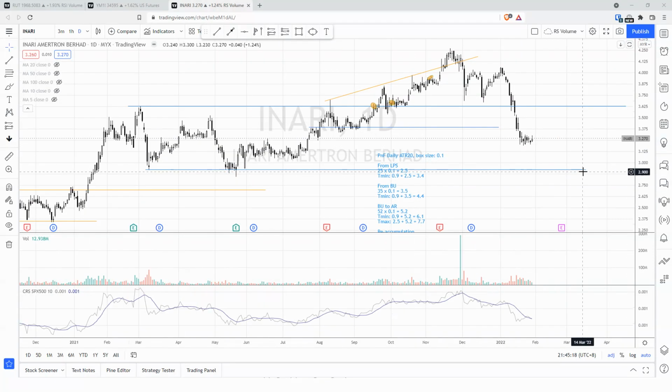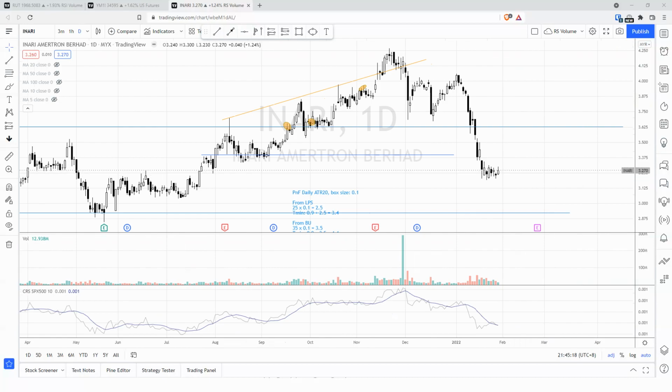So at the moment it is bearish, but short term, if the market rebounds, I believe that it should rebound. So maybe it can just rebound for a bit before it resumes to go to test the low here. So that's Inari.